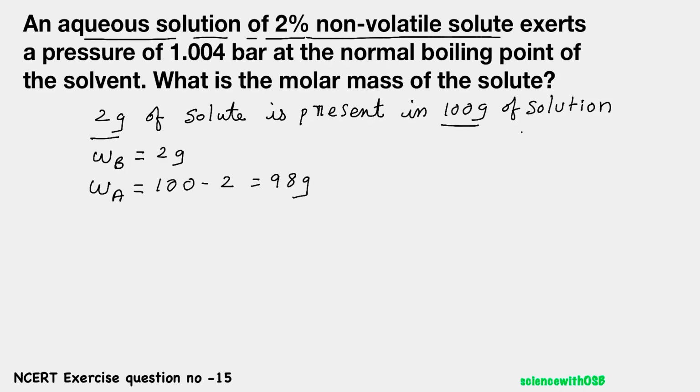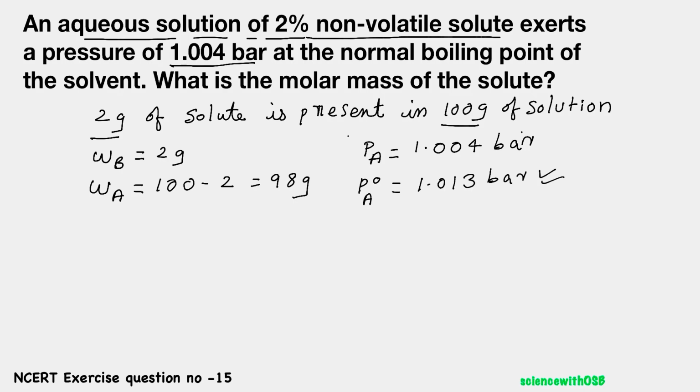In the question, the vapor pressure of the solution is given. What is that? 1.004 bar. And the vapor pressure of the solvent. What is the solvent? Water, we already know. You have to learn by heart the vapor pressure of pure solvent water. What is that? 1.013 bar. Okay, learn this value by heart.